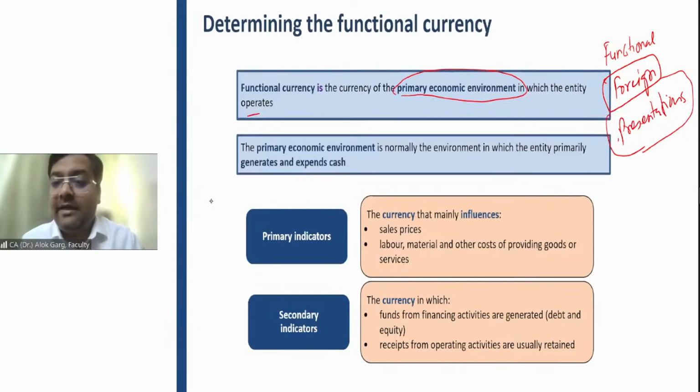And they have also given you a choice, sir, but how do we present in India? So they have given you a choice. You can choose your presentation currency, right? So that is why in this case, the presentation currency should be INR, and the functional currency should be US dollar. And for this entity, other than US dollar, all other currency will be foreign currency, right? Is that clear?